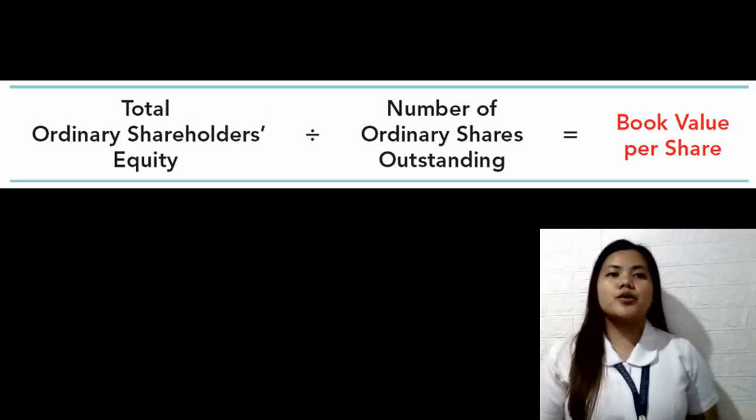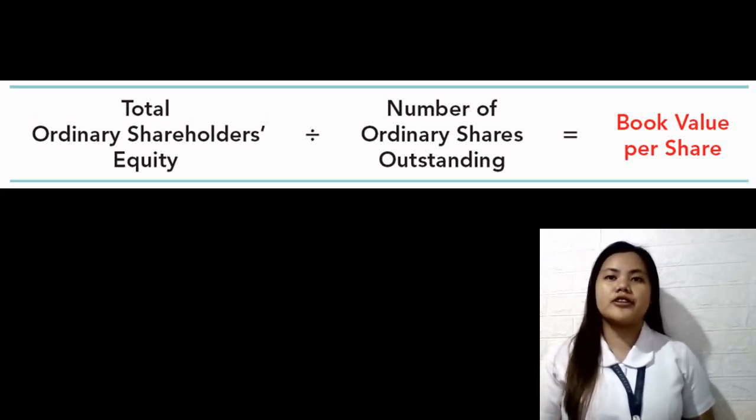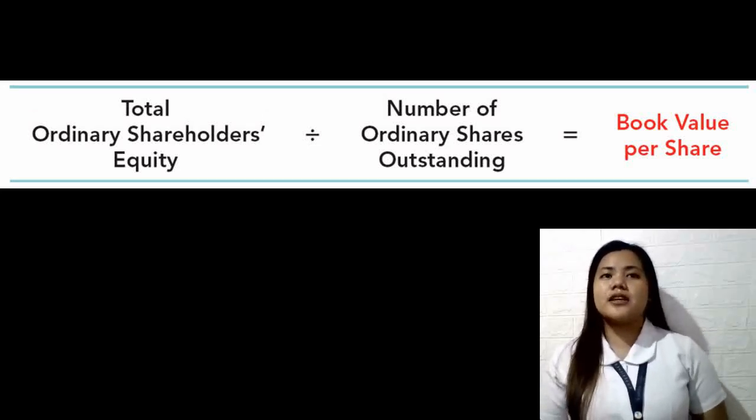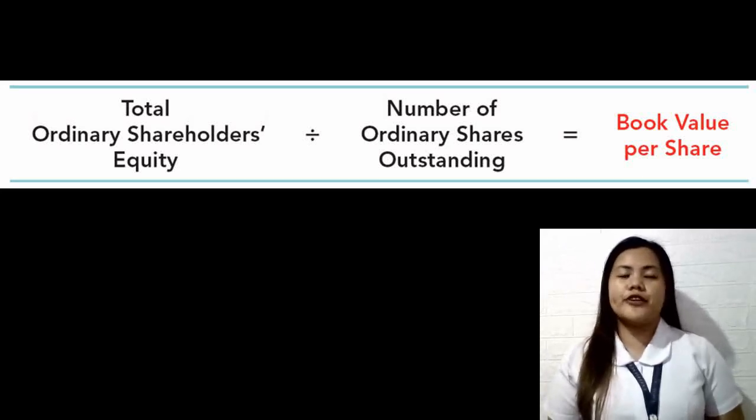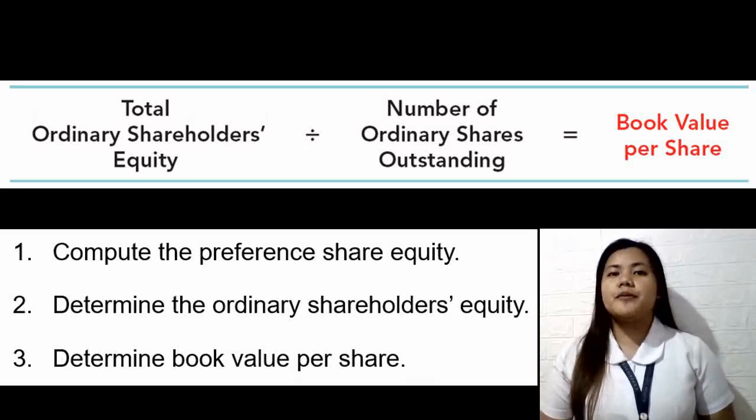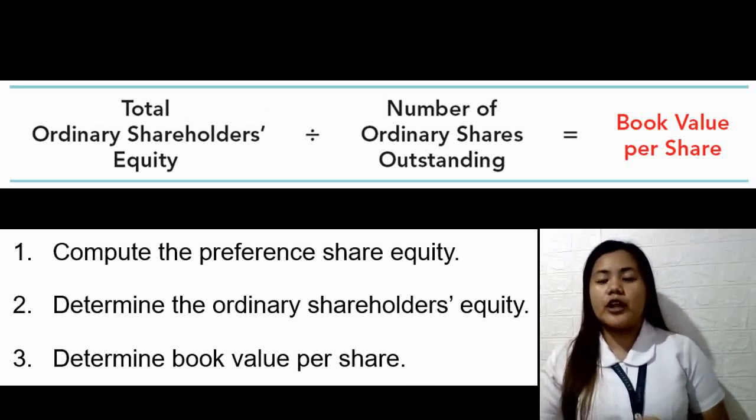Moving on to the book value, another per share amount. So book value per share is equal to the total ordinary shareholders' equity divided by the number of ordinary shares outstanding. So the steps in computing the book value per share: first, we compute the preference share equity, we determine the ordinary shareholders' equity rather, and determine the book value per share.